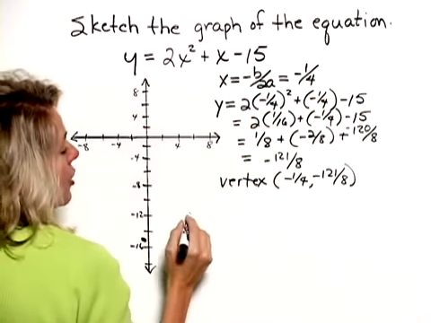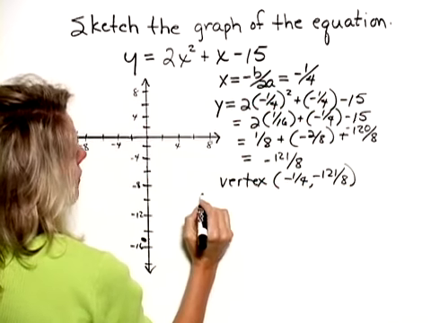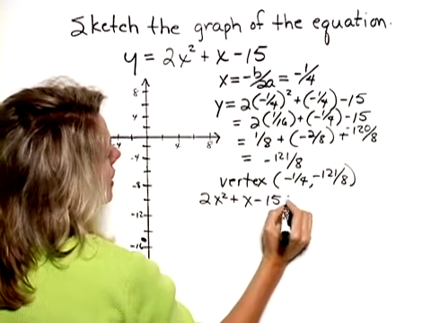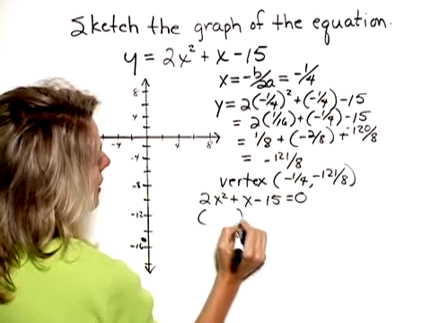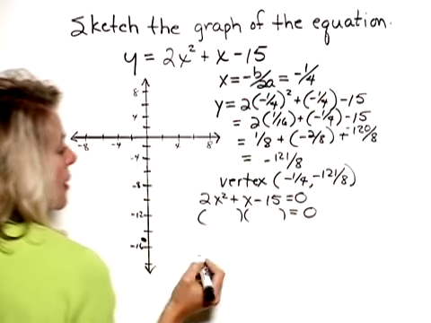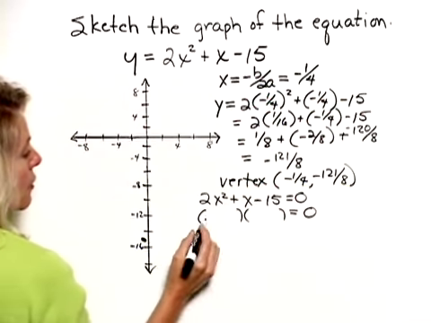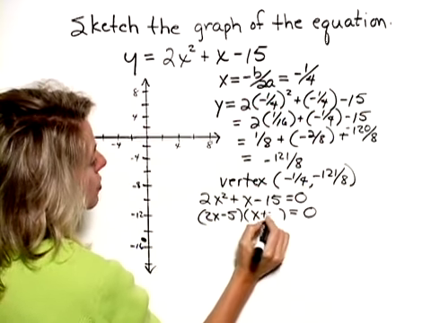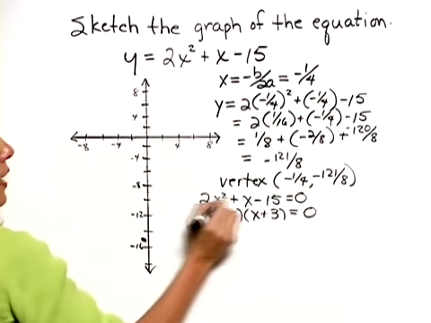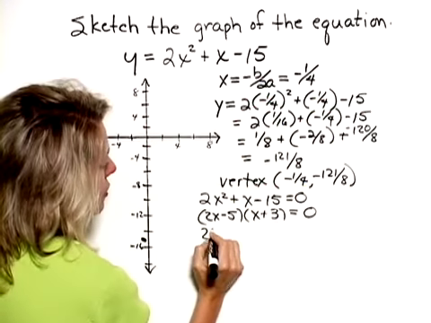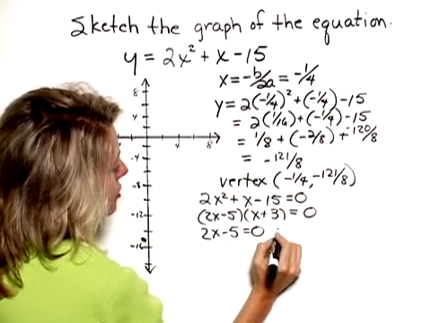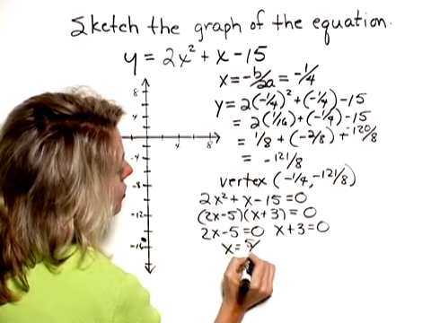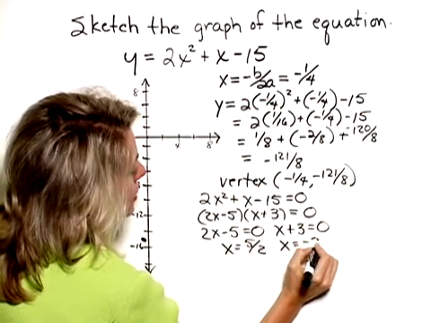Now we want to find our x-intercepts. So we do that by setting our equation 2x squared plus x minus 15 equal to 0. And in this case, we can factor. If not, we would have to use the quadratic formula or some other method that we've learned. So 2x minus 5 times x plus 3 is the factorization of that quadratic. And we'll use the zero factor property to set each one of those factors equal to 0 and solve for x. So we get x is equal to 5/2 and x is equal to negative 3.